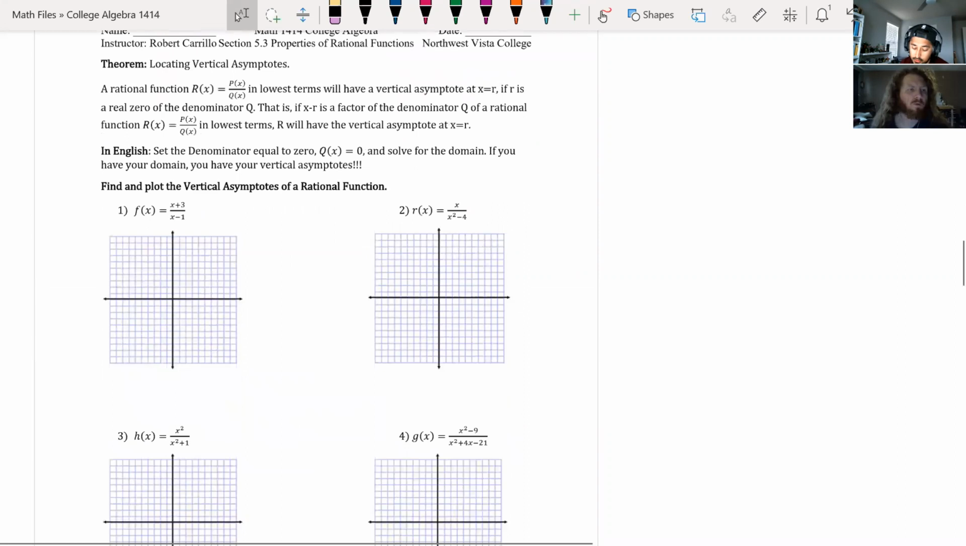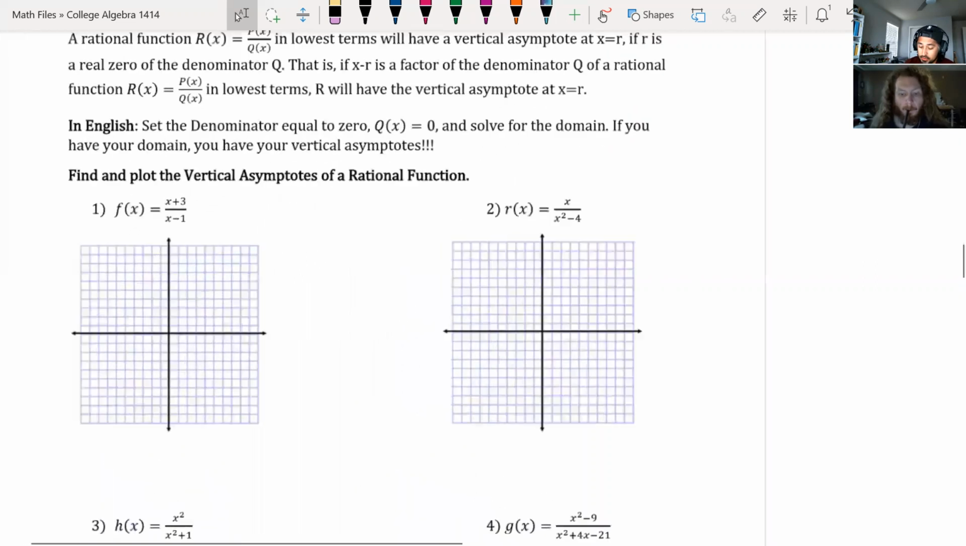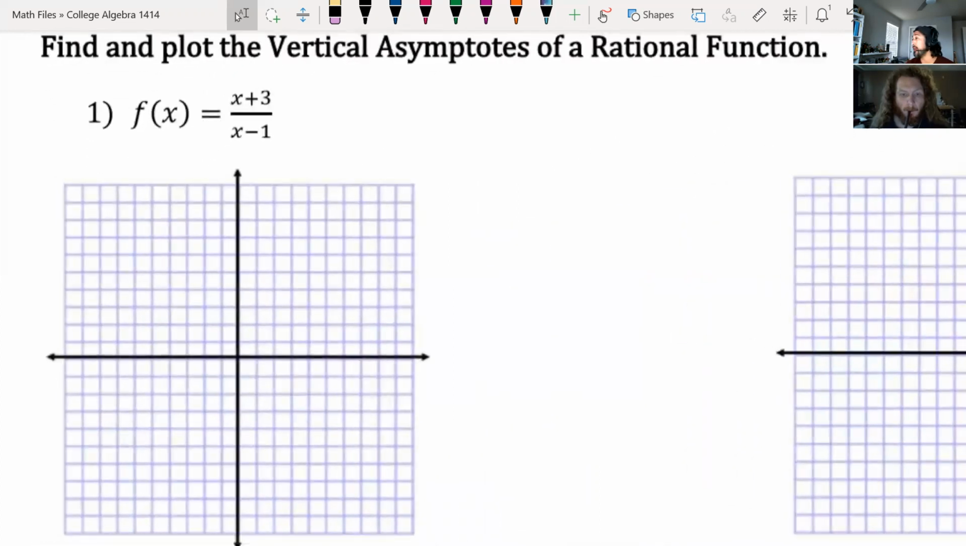So what we want to do on this next page is locate vertical asymptotes. So to keep it really, really simple, to find a vertical asymptote, all you have to do is find the domain of the rational function. And if you find the domain, you have your vertical asymptotes. That's it. So for number one, you have x plus 3 over x minus 1. What is the domain of this function?